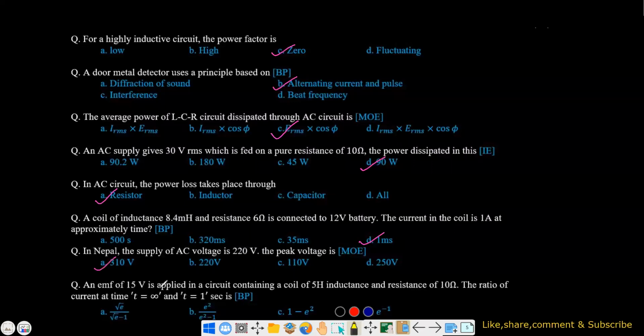The EMF 15 volt is applied to the circuit containing 5 ampere inductance and 10 ohm resistance.